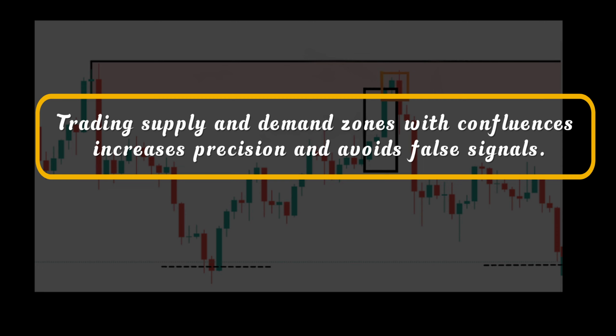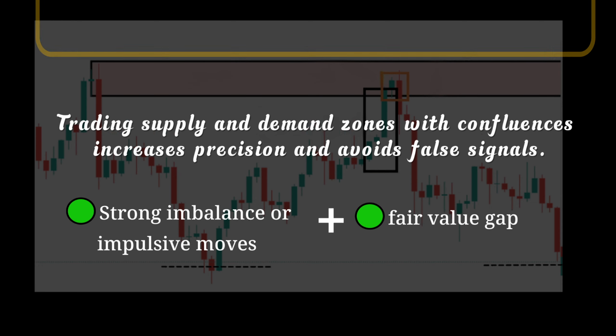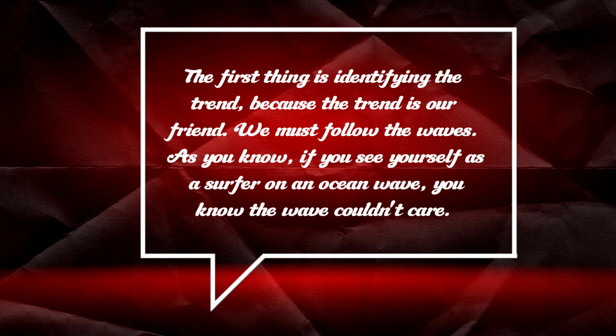When you combine these zones with other tools or concepts like strong imbalance or impulsive moves with a fair value gap, since price often returns to fill it before reversing, market structure shifts and trends, your win rate and risk-to-reward ratio improves significantly. The first thing is identifying the trend, because the trend is our friend. We must follow the waves.